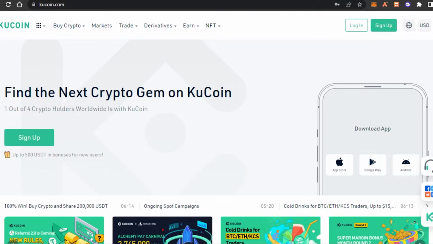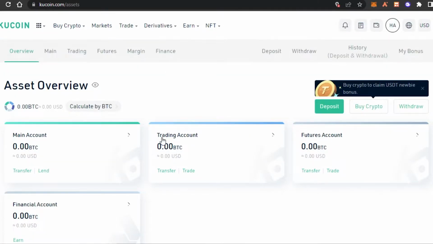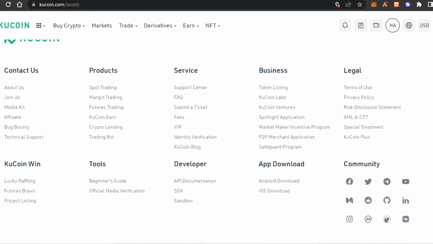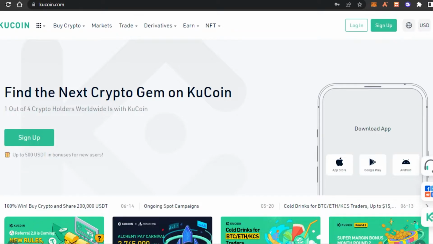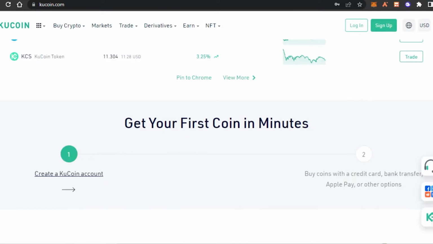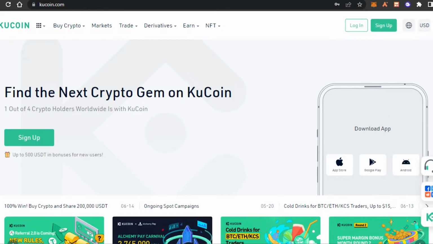Once you have signed up, this is where you will land. This is my Kucoin. I have logged into it, and this is the view. This is the dashboard that you get on Kucoin. If you have no idea about Kucoin and this is completely new to you, let me just quickly give you an overview first, so you will have an idea of what I'm going to tell you about.